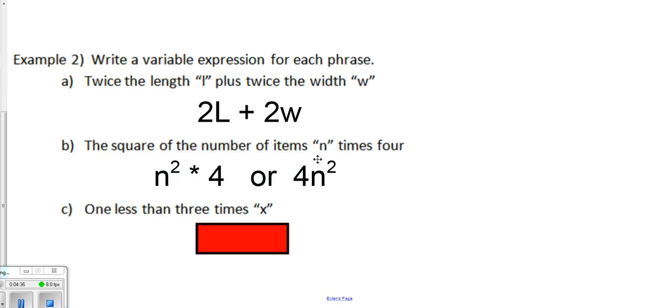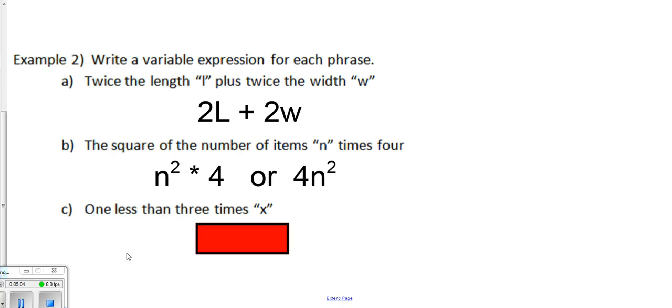So, if we just call the number of items n, it would be n squared, that's the square of the number of items, and then times 4. It'd be easiest to write this down as 4n squared. This 4 on the outside says we're multiplying 4 times n squared. Now again, our order of operations tells us to do exponents first. So we know whatever n is, we square it first, then we multiply by 4.